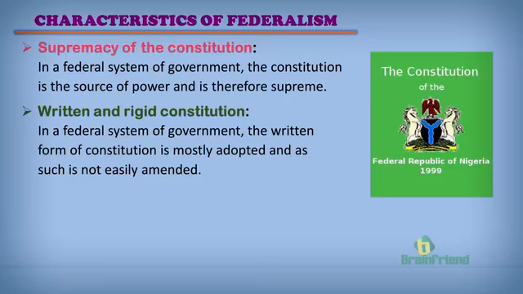The characteristics. The first on our list was the supremacy of the Constitution. Now, in a federal system of government, the Constitution, which is the source of power to the government, the people, the ruled and ruler in that country, is supreme. And it is supreme because it is the source of power. It means nobody is above that power.